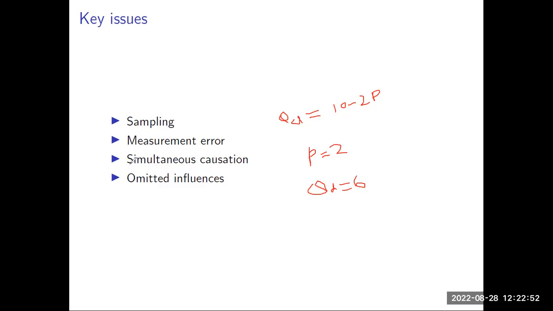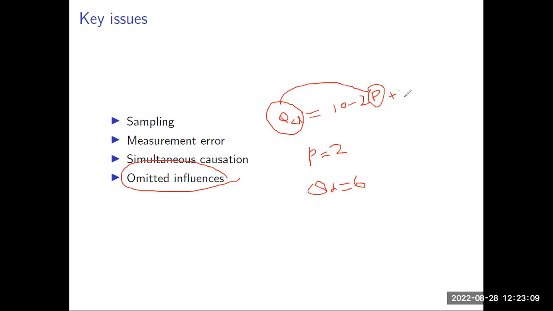There are a lot of things that happen, and that also happens because of omitted influences. When you make a model, what are we doing basically? We are just relating the quantity demanded with price. Along with the price, there are so many other factors that are affecting this quantity demanded as well.